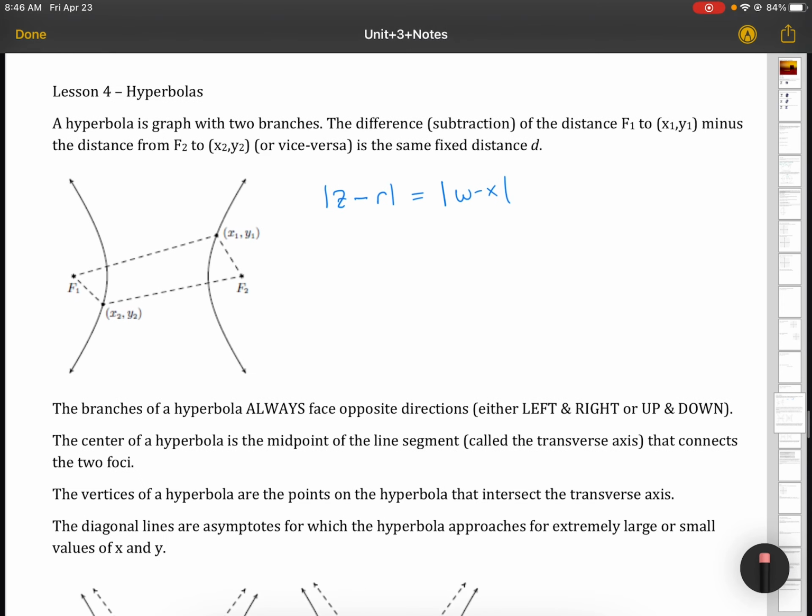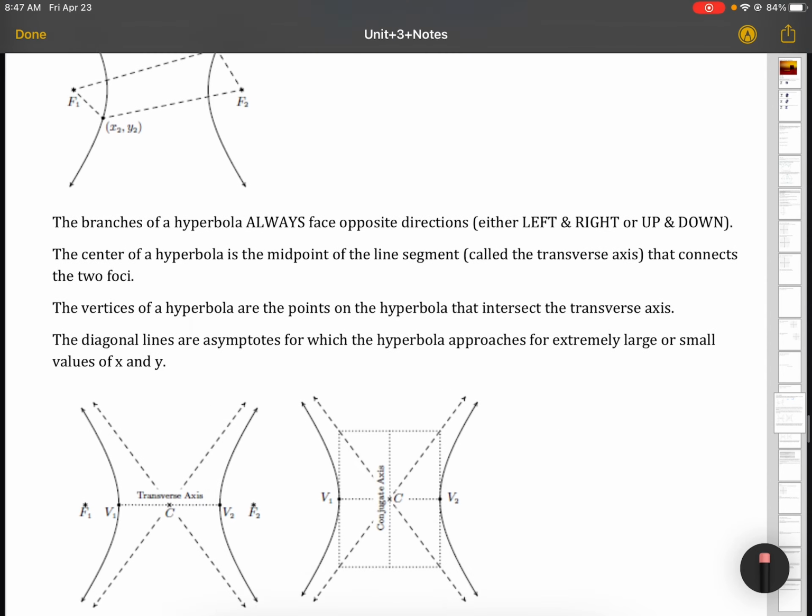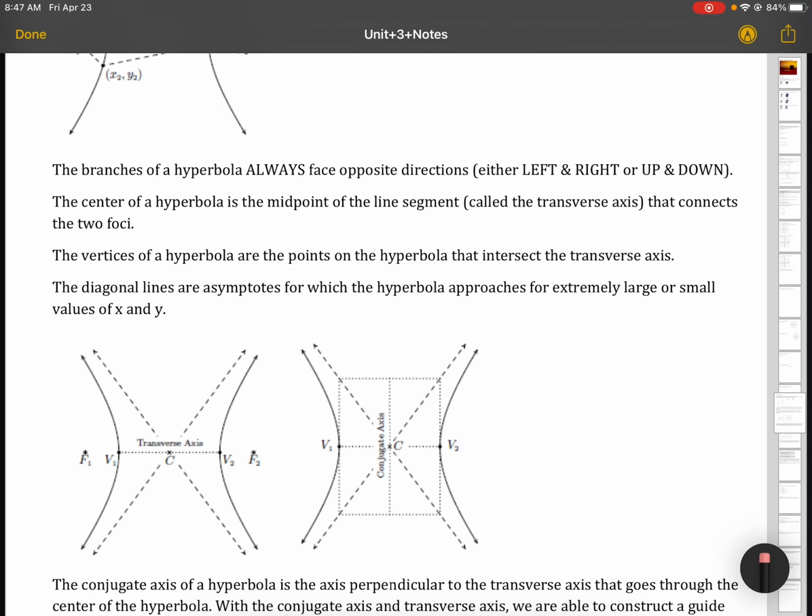So the parts of a hyperbola are called a branch. In this case, we have a horizontal hyperbola because the branches open up left and right. The center of the hyperbola is the midpoint of this line segment called the transverse axis. And we can see the transverse axis in this diagram where here's our transverse axis. The center is the midpoint of the transverse axis. And the vertices are the points on the hyperbola that intersect the transverse axis.